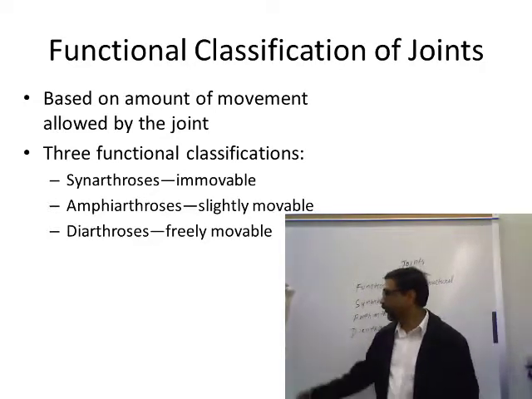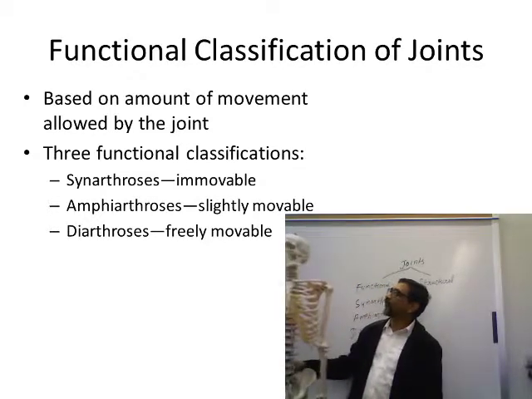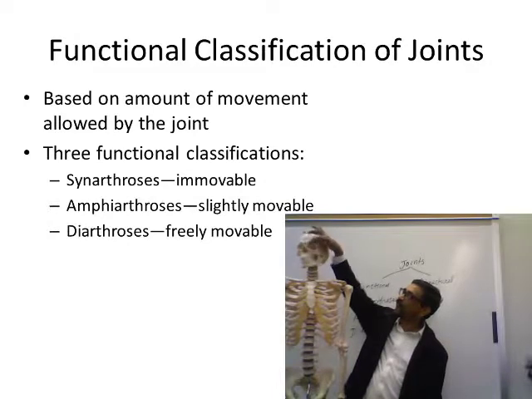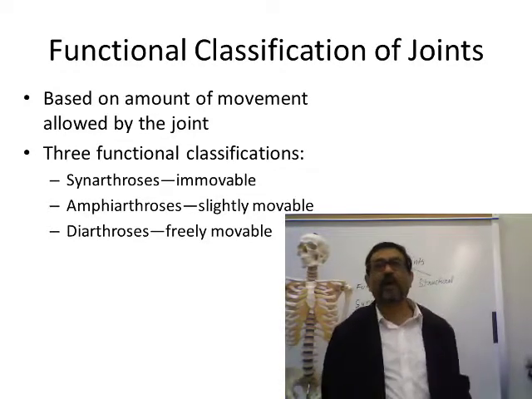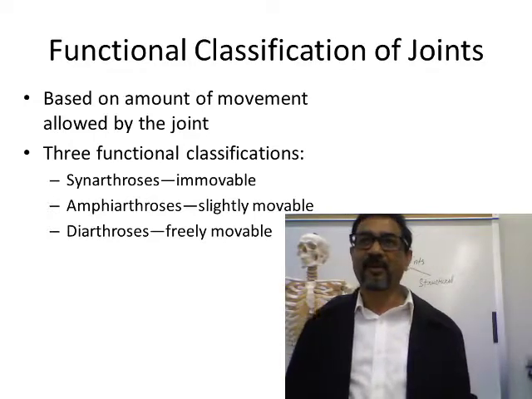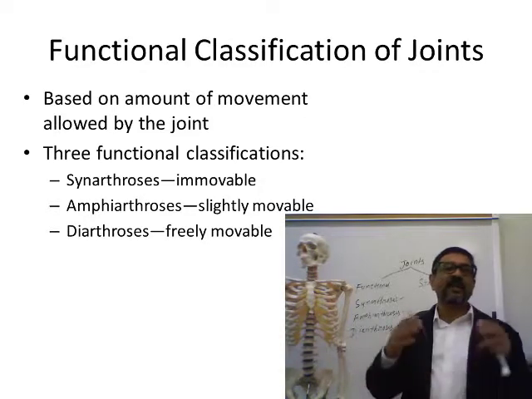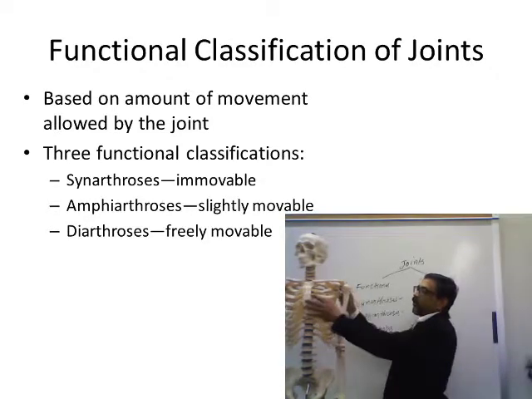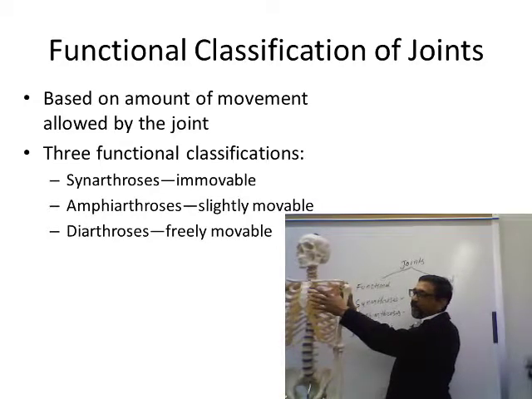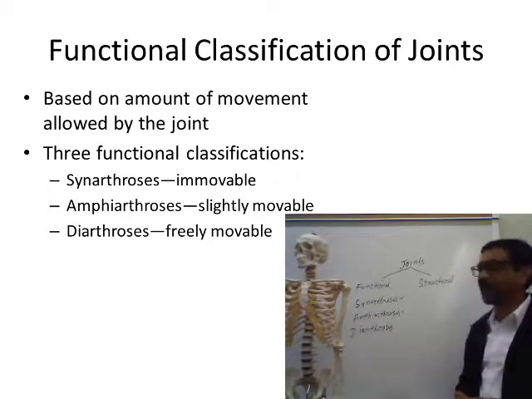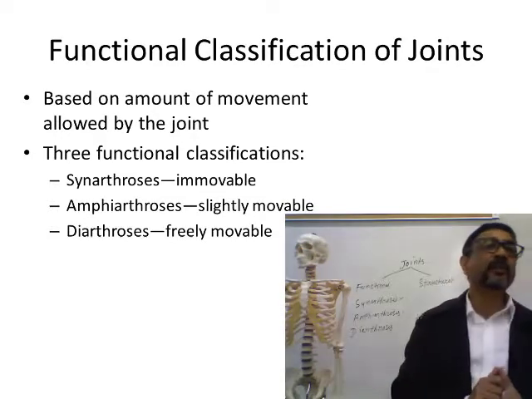Let me give you an example. You know the sutures where the cranial bones unite, right? Sutures, and these are immovable joints because no movement occurs. That means synarthrosis, sutures. Amphiarthrosis, slight movement occurs. For example, when you breathe, you know that ribs move, but not a lot. Slight movement of the ribs occurs, right? So, amphiarthrosis. Diarthrosis, plenty of movement.